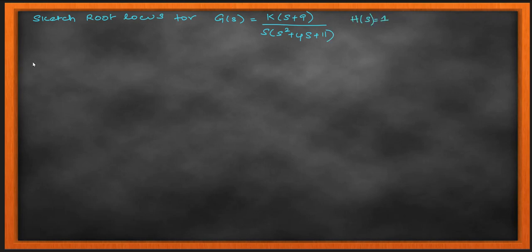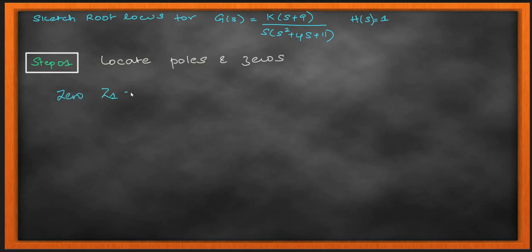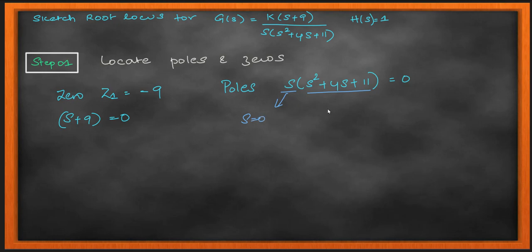So I have a question in this manner: k into s plus 9 divided by s into s square plus 4s plus 11. I can tell from this question that I have 1 zero. I have s plus 9 in the numerator, so that is my zero term, and then I have a denominator which is all poles. I have 3 poles in the denominator and 1 zero in the numerator. So I'm going to do that as the first step.